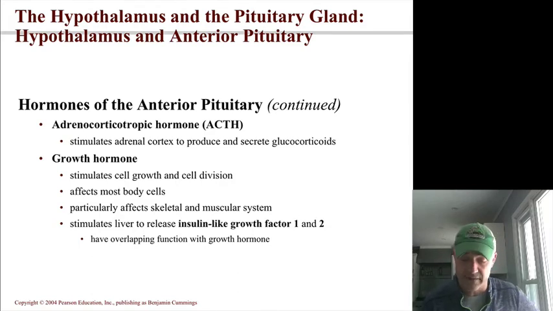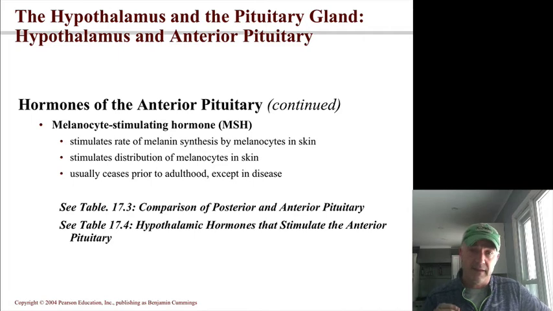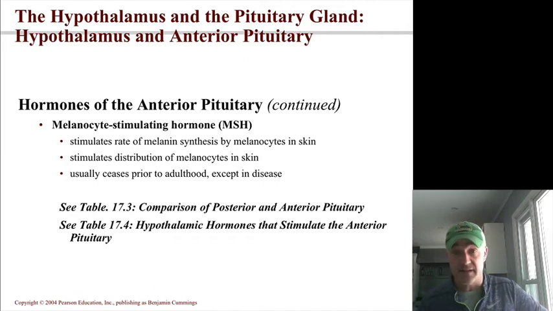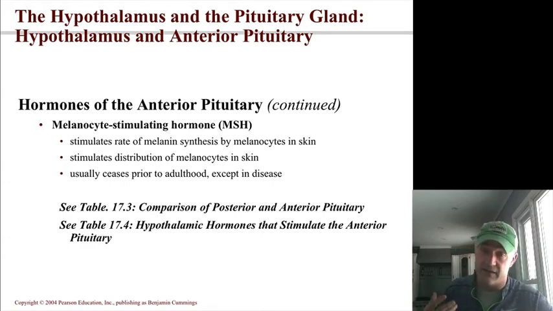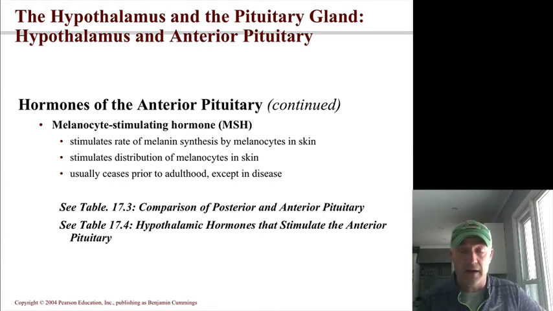The middle pituitary is going to release melanocyte stimulating hormone. Not surprisingly, this acts on melanocytes in the skin, so it stimulates the production of melanin in the melanocytes. Again, this usually tones down prior to adulthood, except in certain rare cases, generally disease cases.